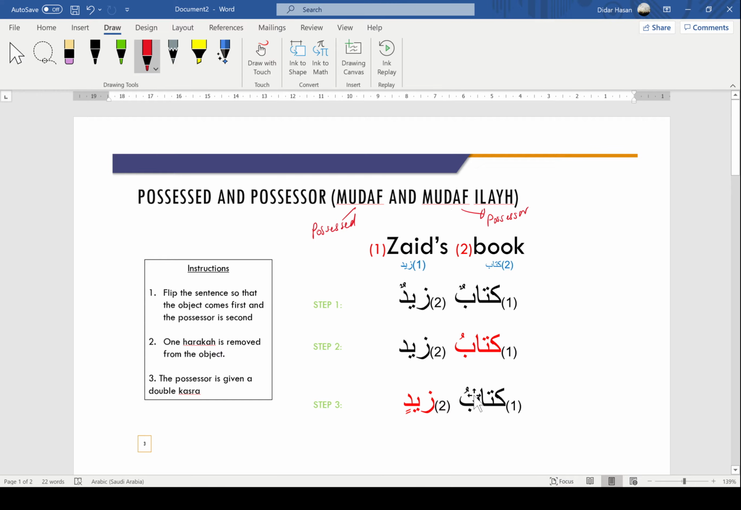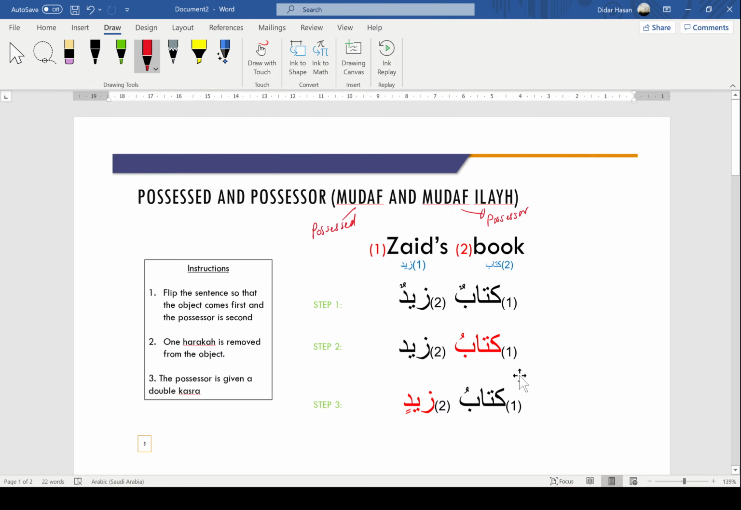Step 3 is we now go to the possessor. The possessor is given a double kasra. So it becomes Zaydin. Unless we had a word that had an alif lam on it, we'll do an example of it, then it will get one kasra, because a word with an alif lam can't take tanween. But in this case, it will be given a double kasra. So it becomes Kitabu Zaydin, Zayd's book. This is how we make a simple mudaf ilayh structure, or possessed and possessor structure, in Arabic.